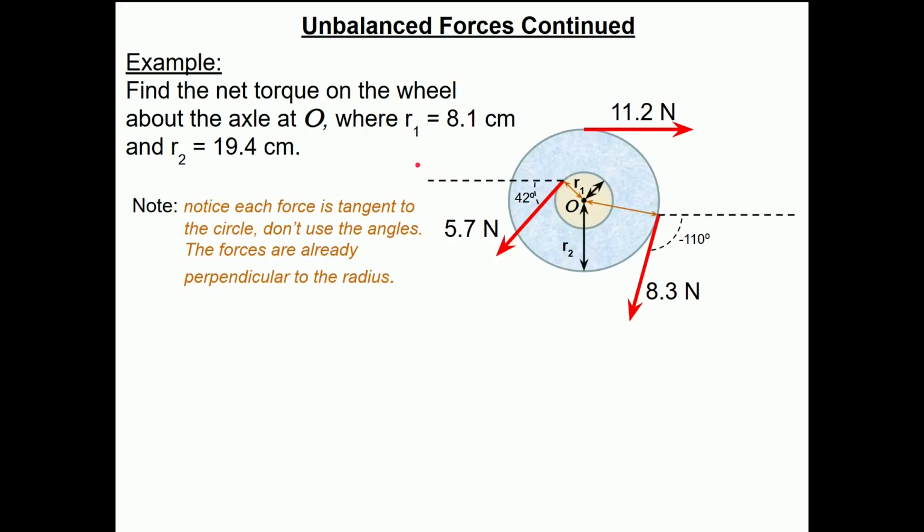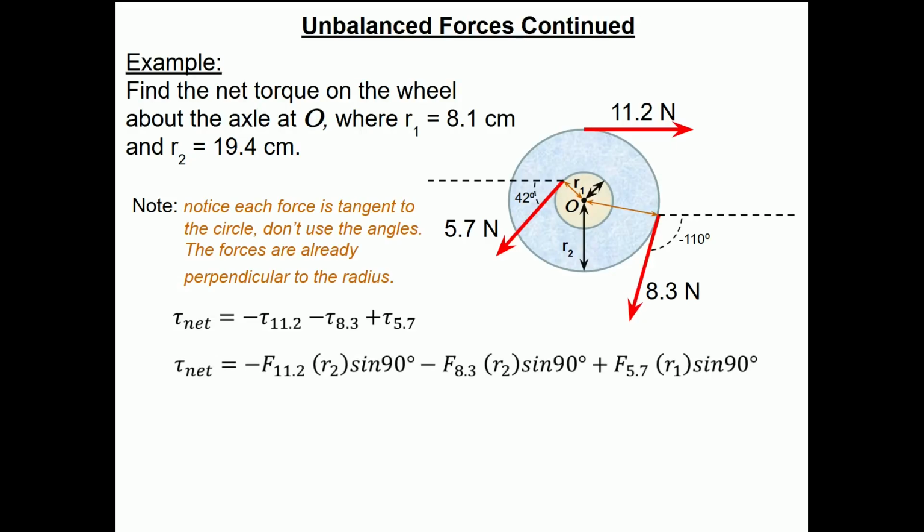Set up your net torques because everything is still tangent. Make perpendiculars. So for the 11.2, my thumb is going into the screen, my fingers curl clockwise, so negative. Same thing for the 8.3, except for the 5.7, that torque, my thumb's going to come out of the screen and curl counterclockwise. If you need to, pause the video and put your right hand out, and you can get an idea of how this all works, the torque in the negative and positive direction.